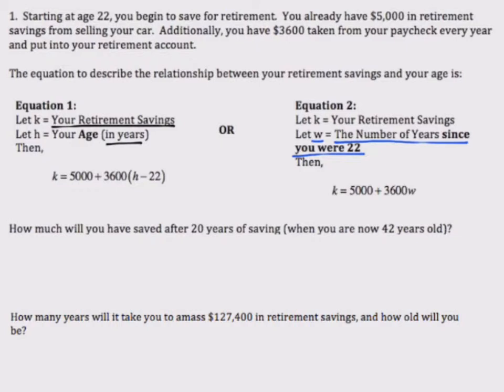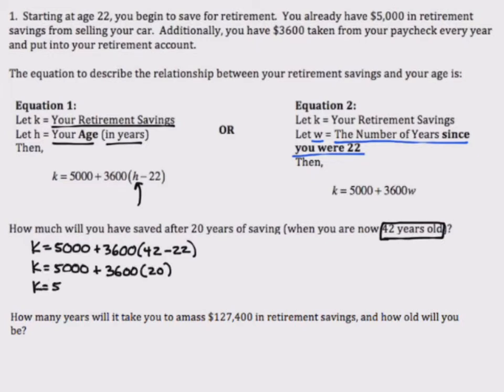Alright, so in our first question, how much will we have saved after 20 years of saving when we are 42 years old? So first things first, I want to concentrate on when we are 42 years old. Well, in our first equation, we have a variable that represents our age. So if we want to know how much we have in savings when we're 42, all we need to do is substitute a 42 in for this variable, which represents our age. So our savings will be equal to 5,000 plus 3,600 times 42 minus 22. Just substituting 42 in for our age. And now I'm confident that you can go ahead and figure out how much you'd have in savings. So we find that when we're 42 years old, we should have $77,000 in retirement savings.